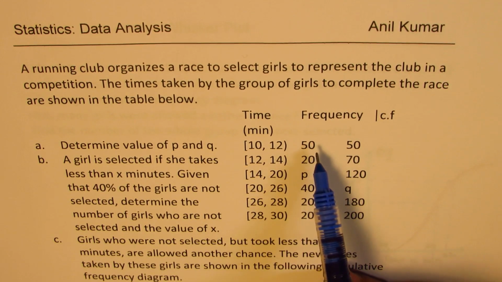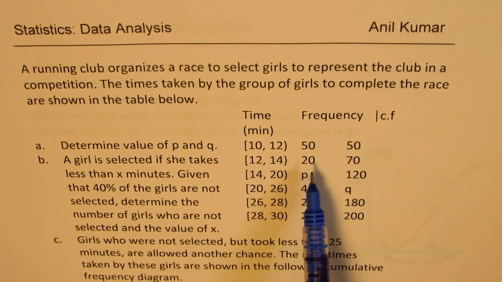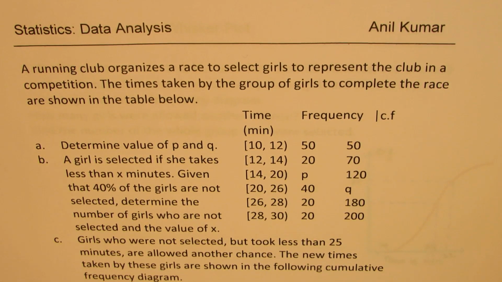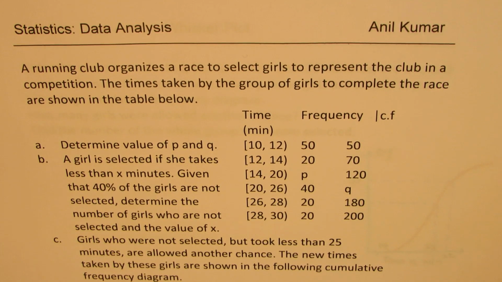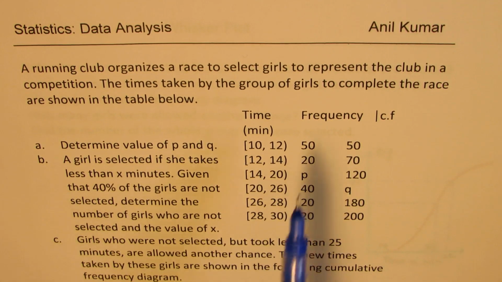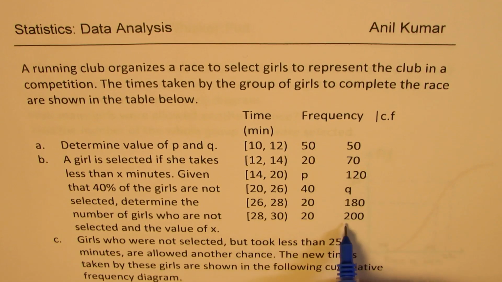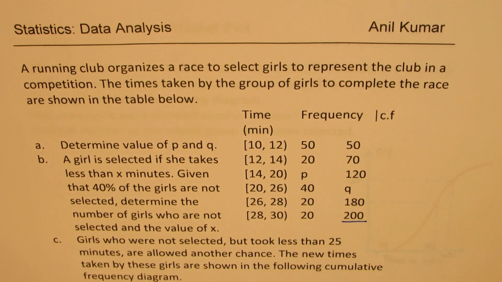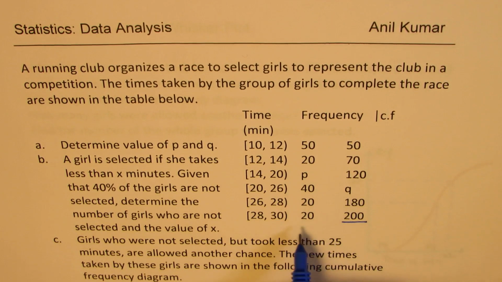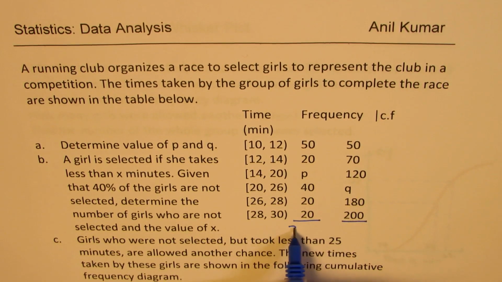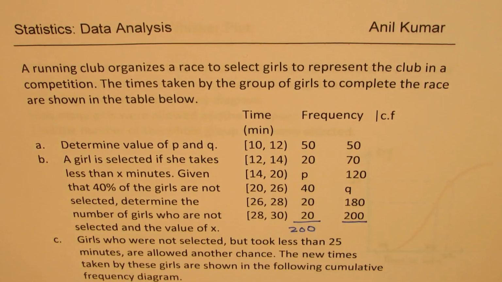So the table provides us the information about the time which girls take to complete the race. So the faster ones will be selected. Faster ones means less time, correct? Now, how many girls are there? Cumulative frequency ends at 200. That means the total of this should be 200, correct? So that should help us to find the value of P.